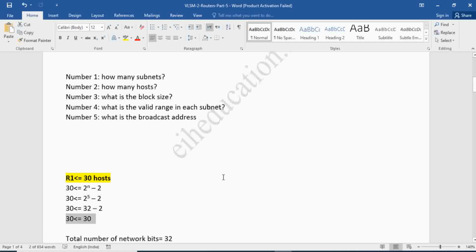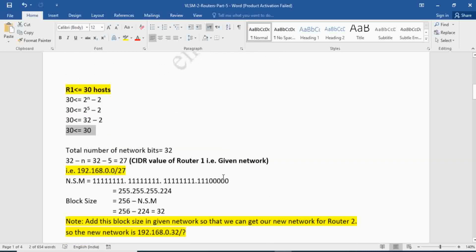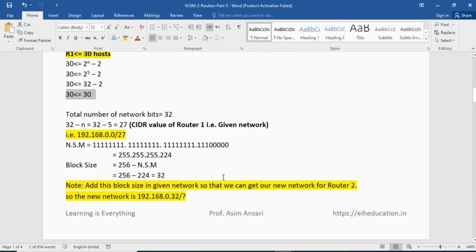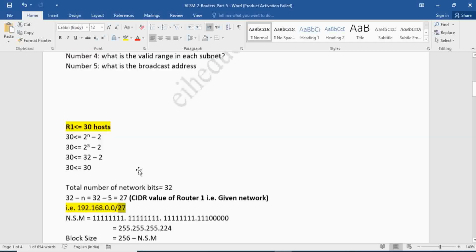Then we want to find the CIDR value, because without the CIDR value the router will not accept the route. The total number of network bits is 32. We need to minus the n value from 32. So 32 minus n equals 32 minus 5 equals 27. So the CIDR value is 27. That is 192.168.0.0/27 is the subnet. Move to the next question, how many hosts?